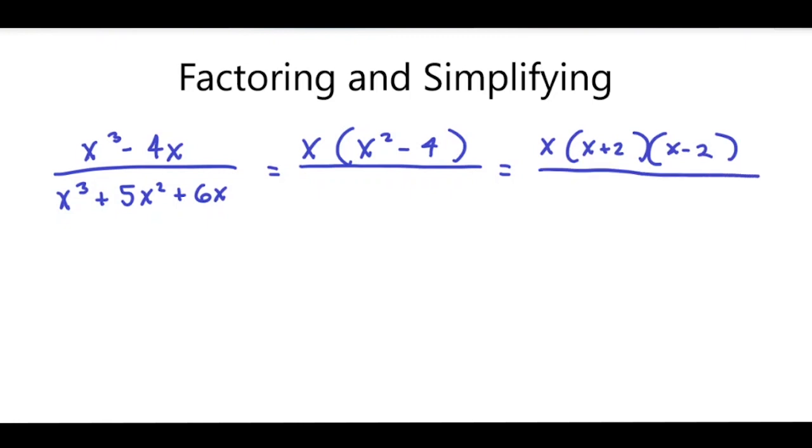So let's look at the bottom. Is there anything I can factor out of the bottom? Well, I can factor an x out of every term in the bottom. So that leaves me with x squared plus 5x plus 6.